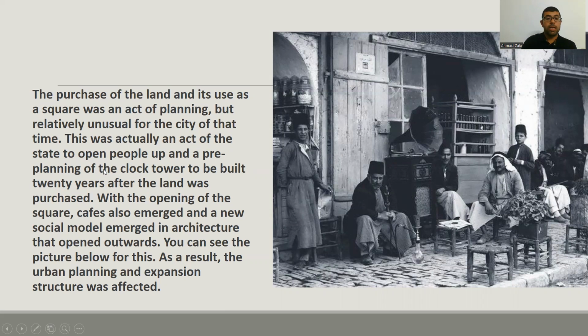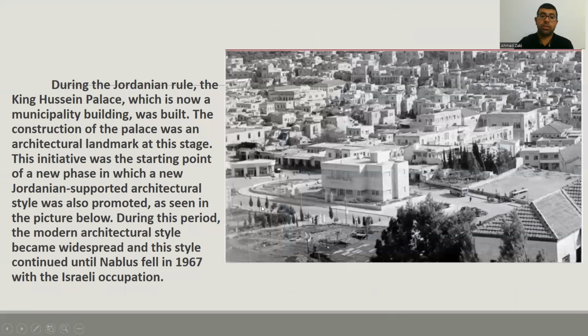This was actually an act of the state to open people up, and a pre-planning of the clock tower to be built 20 years after the land was purchased. With the opening of the square, cafes also emerged, and a new social model emerged in the architecture that opened outwards. You can see the picture below. As a result, the urban planning and expansion structure was affected. As we see from this picture, new traditions and new activities appeared in Nablus.